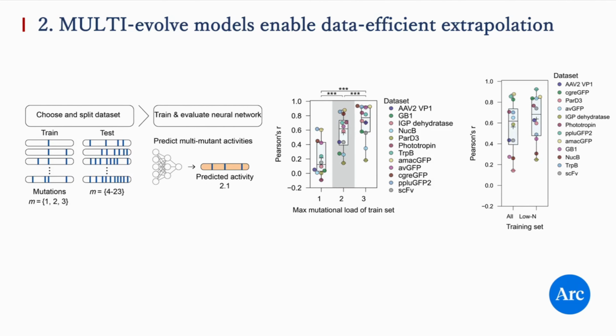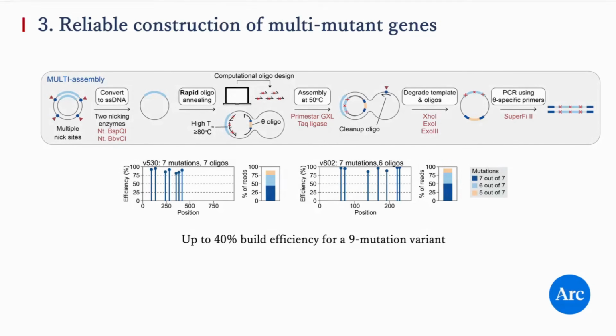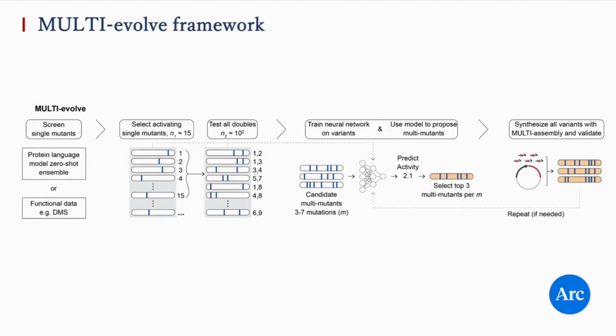So now that we can predict the optimal multi-mutant combinations, we then needed a method to rapidly and reliably synthesize the proposed multi-mutants for experimental validation. We developed the method multi-assembly, which was inspired by many methods, including Darwin assembly. With multi-assembly, we made a computational design tool to design the mutagenic oligos for cloning. And in this study, we used our method to synthesize multi-mutant variants with up to 40% build efficiency and 9 mutations. Taking these 3 components, we can establish the multi-evolve framework.